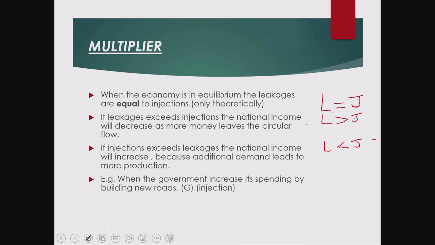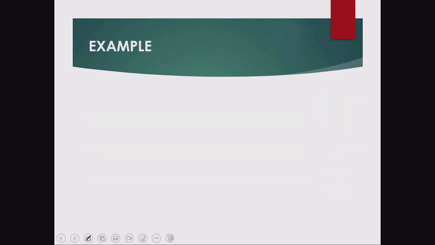Now, when the government increases its spending, for example, by building new roads, that is an injection. And that is denoted by the symbol G. You will remember capital letter G stands for government expenditure. What happens now will be this. Now let's look at this example. You are given 10 million for road construction. Now it will lead to the following.